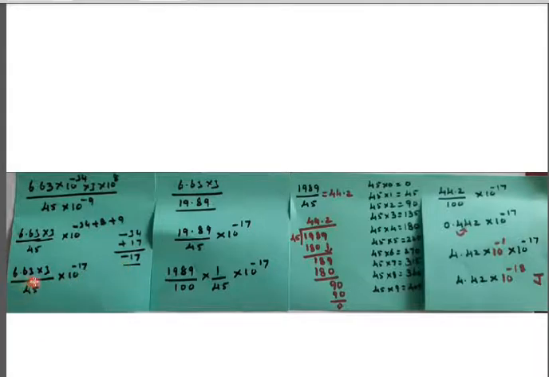So 6.632 into 10 to the power of 3, I multiplied, 19.89. So 19.89 divided by 45 into 10 to the power of minus 17. So it is a decimal division. So remove all the decimals, remove the point: 1989. I have written a whole number, 2 decimals, so I have written 100. So 1989 divided by 100 into 1 by 45. So here I just kept 1 by 100 aside. So I have divided 1989 divided by 45.